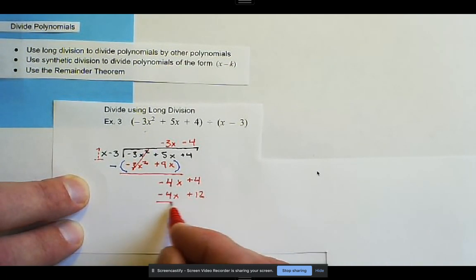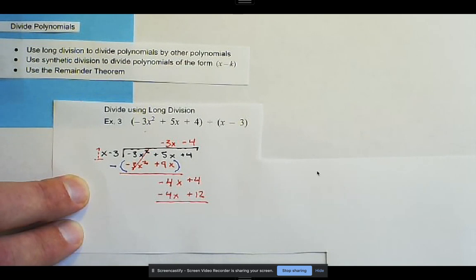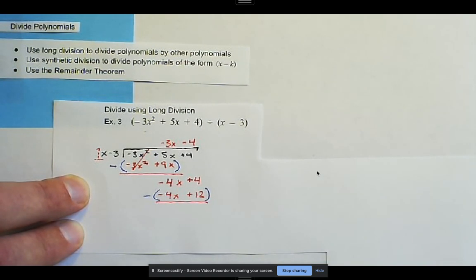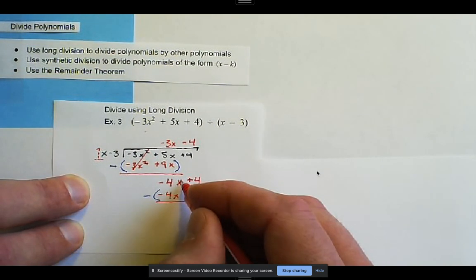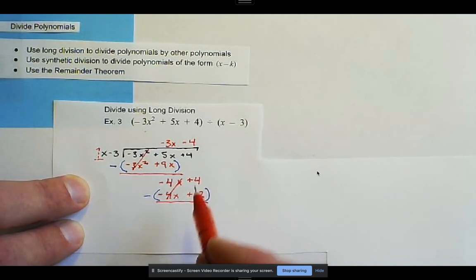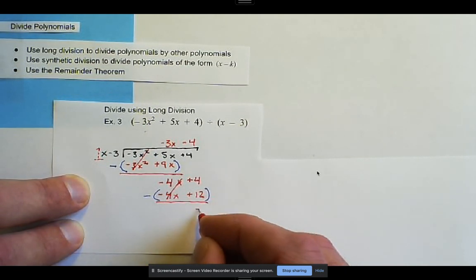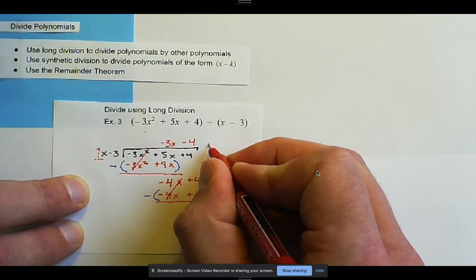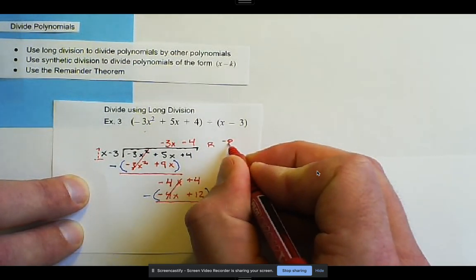And then remember, we are subtracting this whole thing. We're subtracting that whole binomial there. Negative 4, or negative times negative is positive. So our terms here cancel out, and that drops out. And 4 minus 12 becomes negative 8. And that is our remainder. So we have a remainder of negative 8.